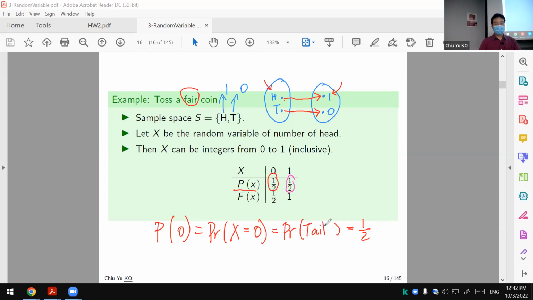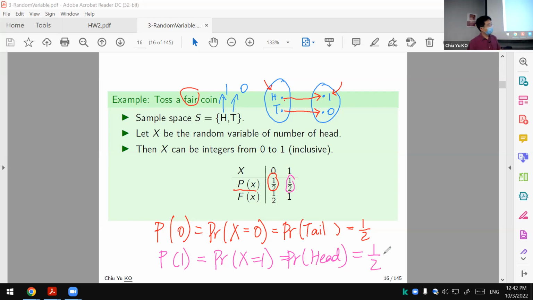Okay. And when you have x equal, maybe I just do it here to make sure that it's perfectly fine. P of 1, right? That is the probability that x equals 1. That is the probability of the head, right? For a fair coin, this is 1/2. Okay. So that's how you get the P there.